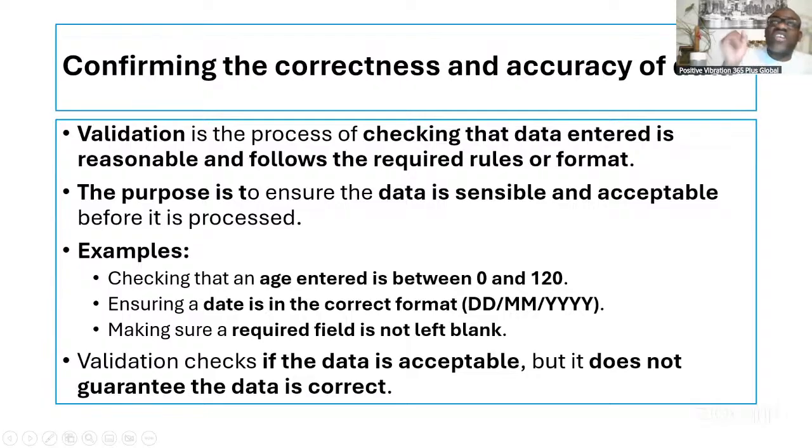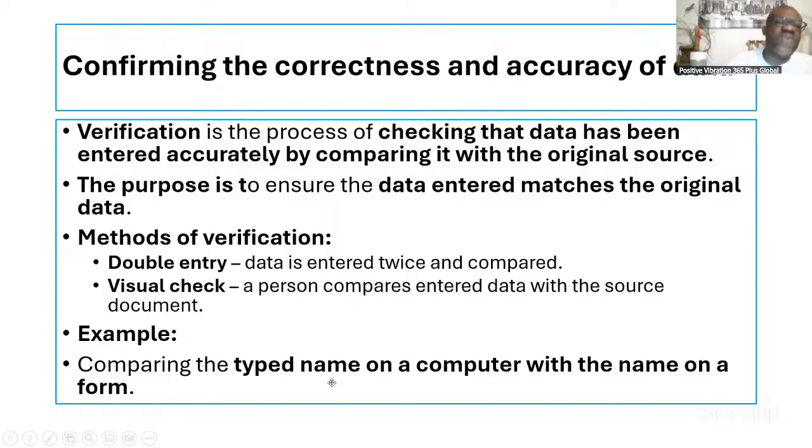So this is not checking to make sure that you enter the right date of birth. It's not checking to make sure that you enter the right date somebody got married or the day you graduated. It just needs to meet that standard, that expectation. So again, it makes sure that the required field is also not left blank. That is validation. So again, validation checks if the data is acceptable, but it does not guarantee that the data is correct. Hence why now we need something called verification.